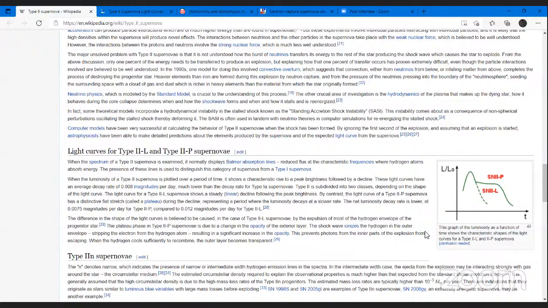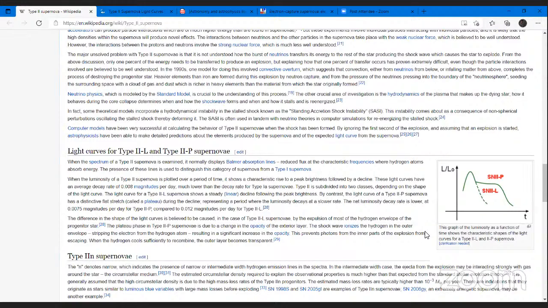Type 2L supernova shows a linear decline following the peak brightness. In the graph, although it's not perfectly linear, science involves approximations, so we are considering it as linear. By contrast, the light curve of a type 2P supernova has a distinctive flat stretch, in the shape of a plateau. During this decline, there is a period where the luminosity decays at a slower rate. You could see this in the graph.